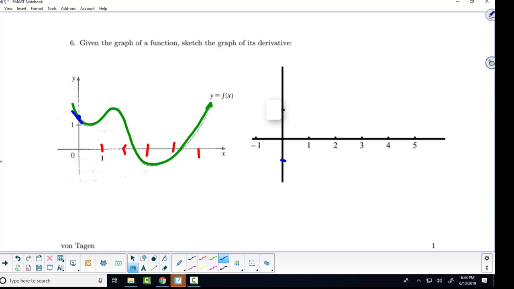So go ahead and sketch this. Talk with your neighbors. See if you can come up with it. This is a challenging skill, but it is worth putting in the time now to learn how to sketch a function's derivative just by looking at the function.